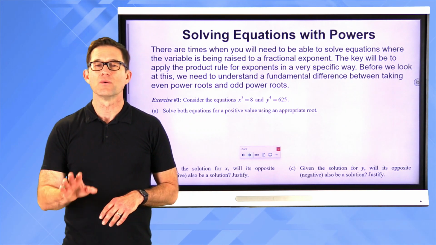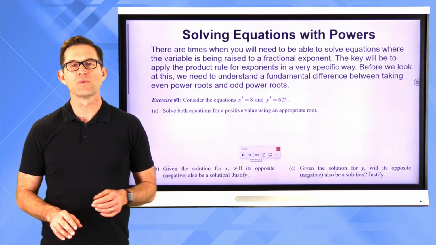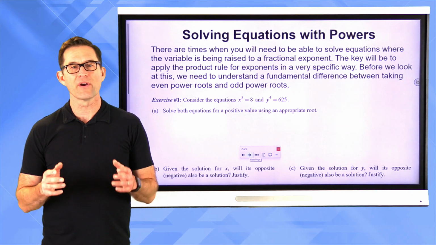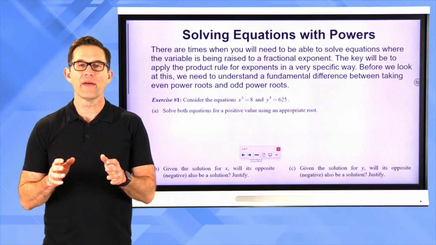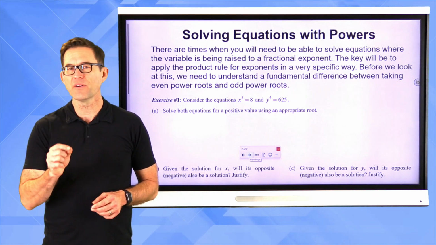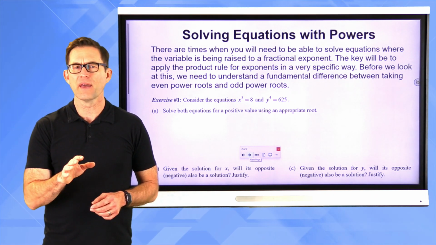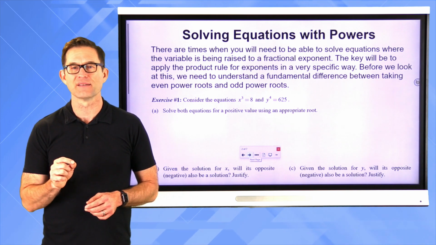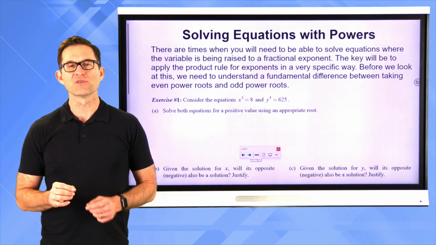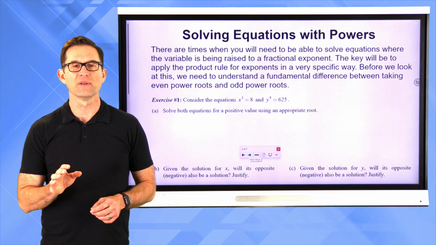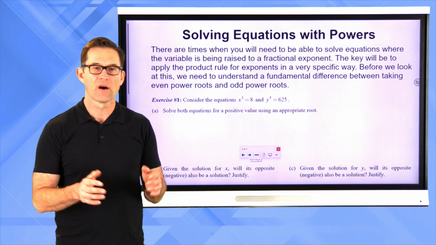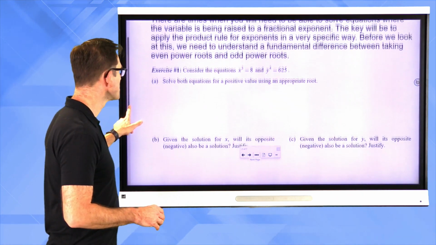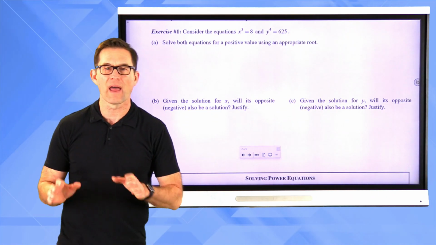Solving equations with powers. There are times when you'll need to solve equations where the variable is being raised to a fractional exponent. The key will be to apply the product rule for exponents in a very specific way, and we'll get into that in exercise number 2. Before we look at this, we need to understand a fundamental difference between taking even powered roots and odd powered roots.